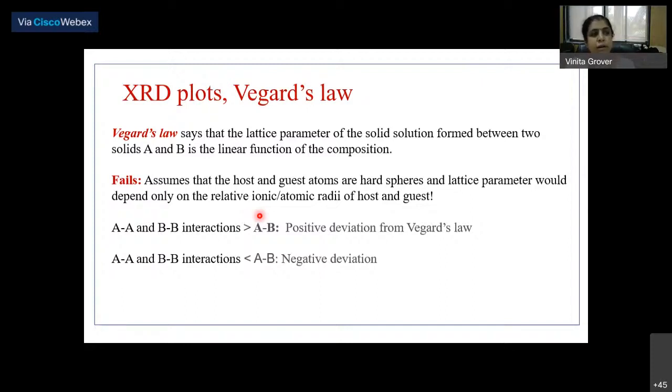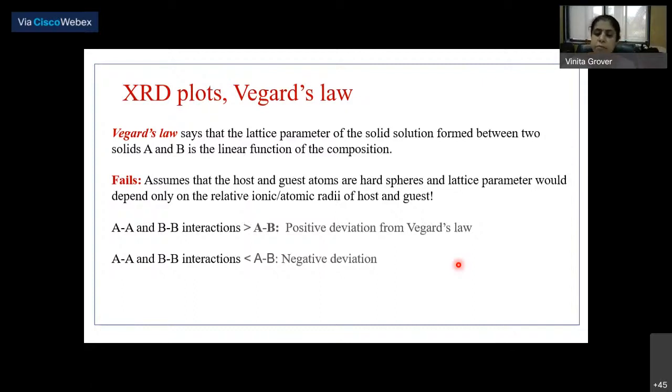In fact, observing 100% solubility itself is very difficult. But even if it does occur, Vegard's law assumes that your host and guest atoms are hard spheres. And that is why whatever resultant lattice parameter you achieve by their mixing depends only and only on the sizes of the host and guest ion.